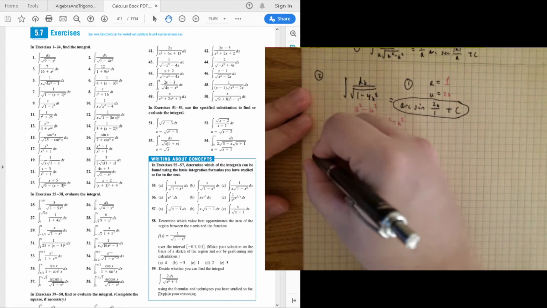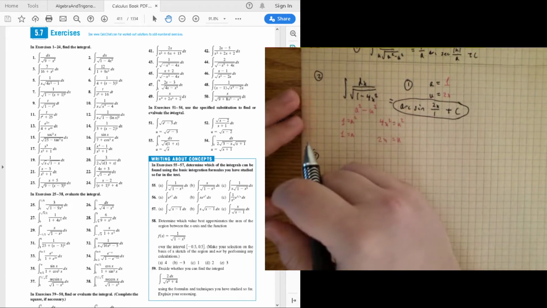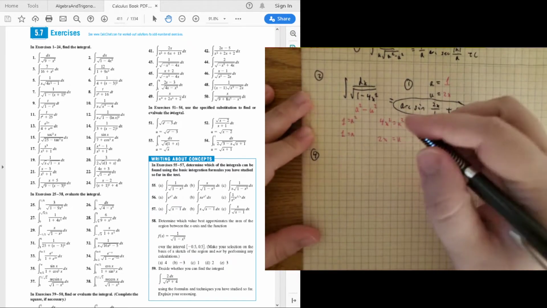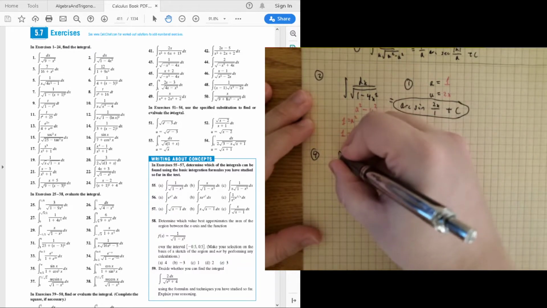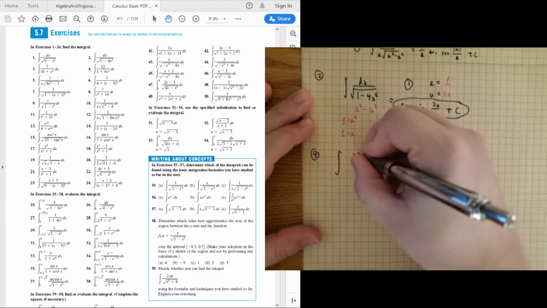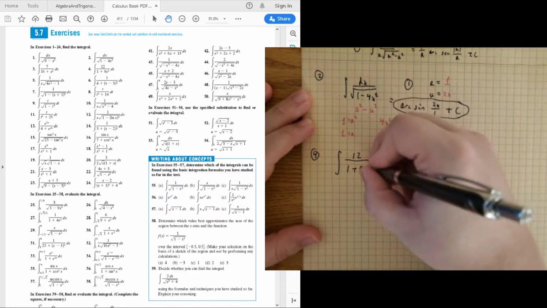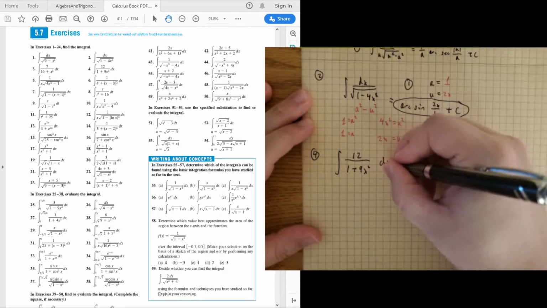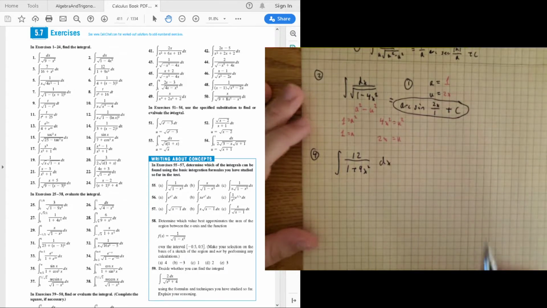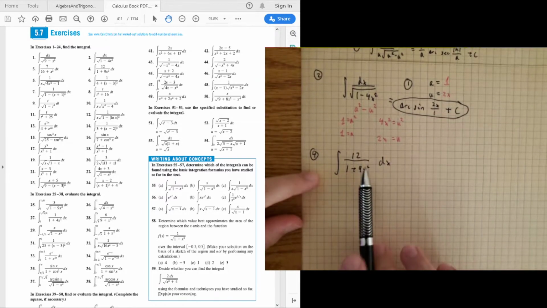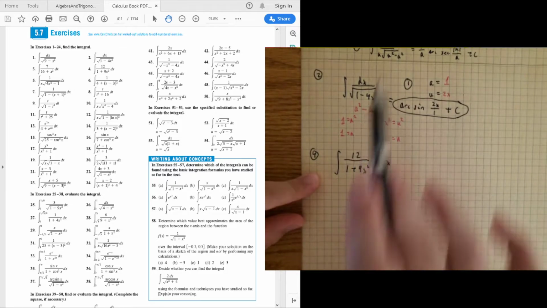Let's go with number 4. Same process. So number 4, we have the integral of 12 over 1 plus 9x squared dx. Okay. So in this one, I can see that it matches one of my forms here. In this case, there's no square root, so it looks like number 2.